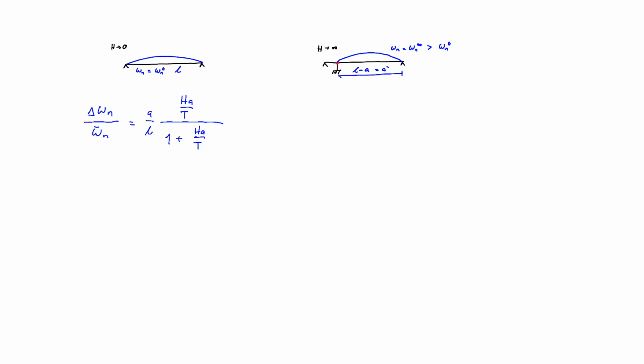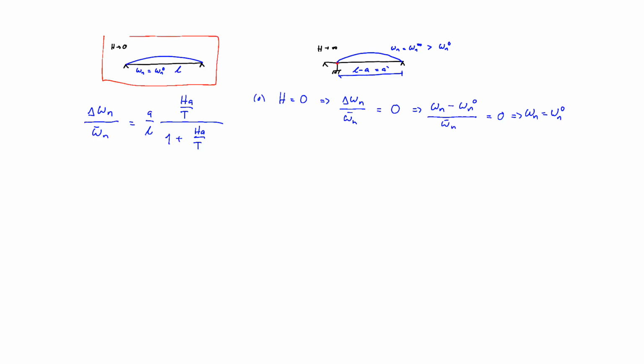Now, first case, H equal to 0. That means that delta omega n divided by omega n bar becomes equal to 0. That means that omega n minus omega n 0, over omega n bar, is equal to 0, and that recovers the solution that we would like, namely that the complex natural frequency recovers the undamped natural frequency for the cable without the damper. And that is what we have over here, written in small underneath the drawing. So this is the correct solution. This was just a check.